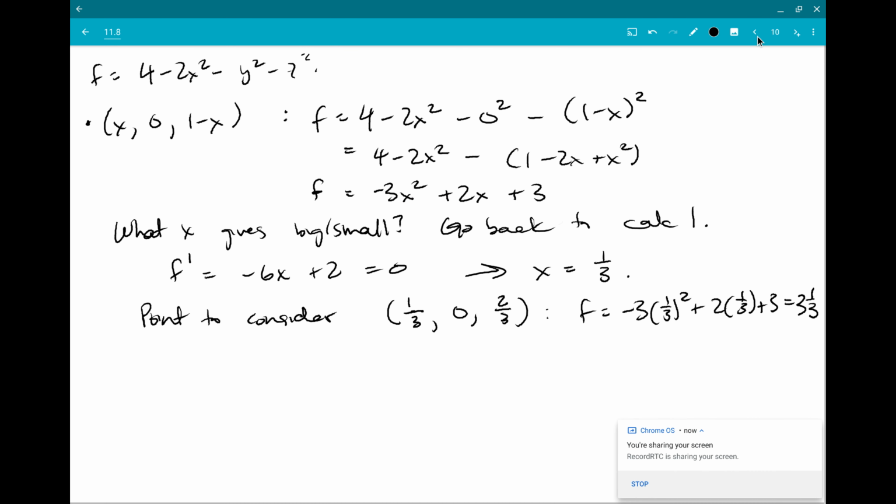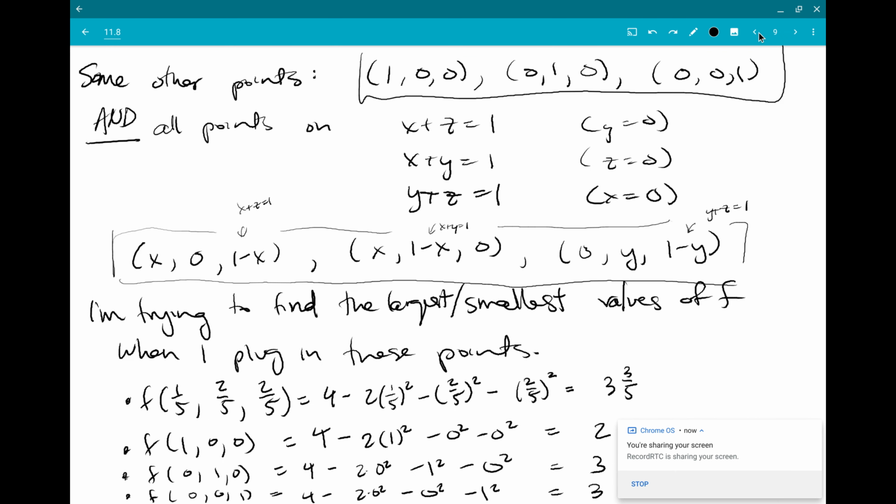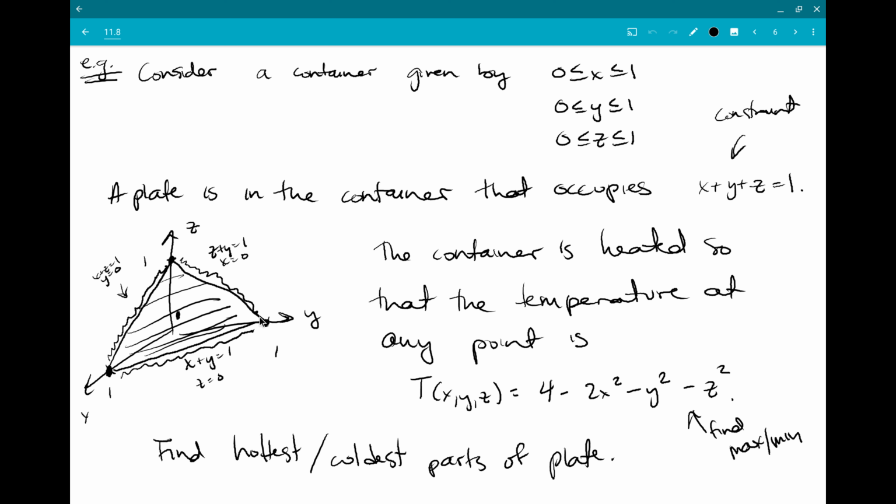All right, so far what we've done is we've found that the points to consider are all the points on this line, all the points on this line, all the points on this line, this one random point we found in the middle, and these 3 corner points. And we evaluated f for the 3 corner points and the one in the middle. And we also just finished this line right here, x plus c equals 1. We still have to evaluate f and find maximums or minimums along these remaining lines.